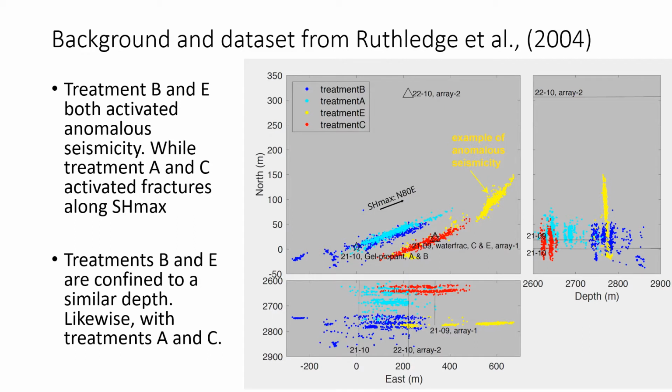And the dataset we are using is from Rutledge et al. 2004, and this contains 4 hydraulic fracturing treatments, 2 gel fractures, and 2 water fracture treatments. The individual treatments are shown in different colors on the figure to the right, where treatments B, A, E, and C, where treatments B and A are gels, and E and C are water treatments.